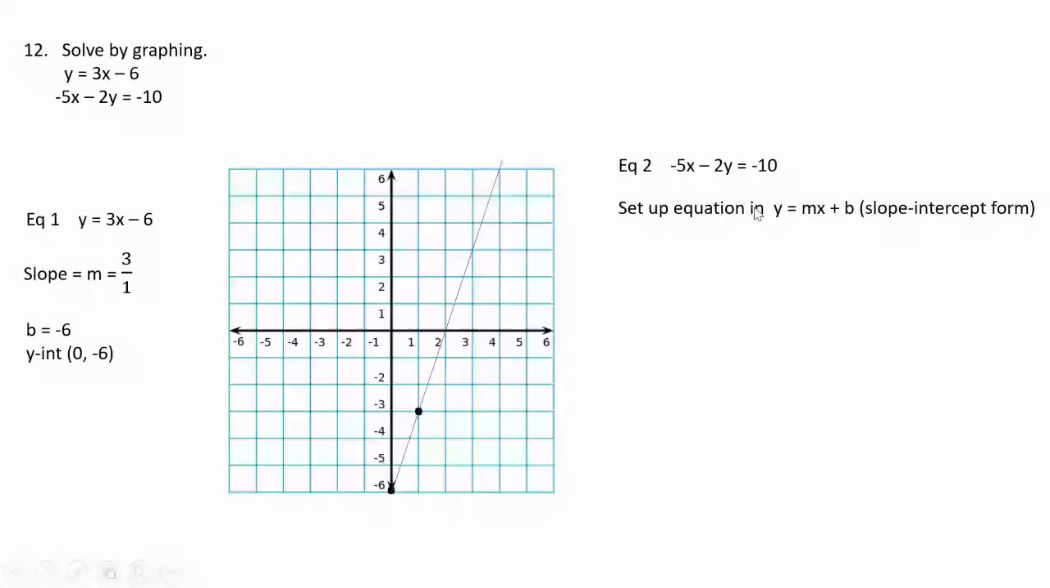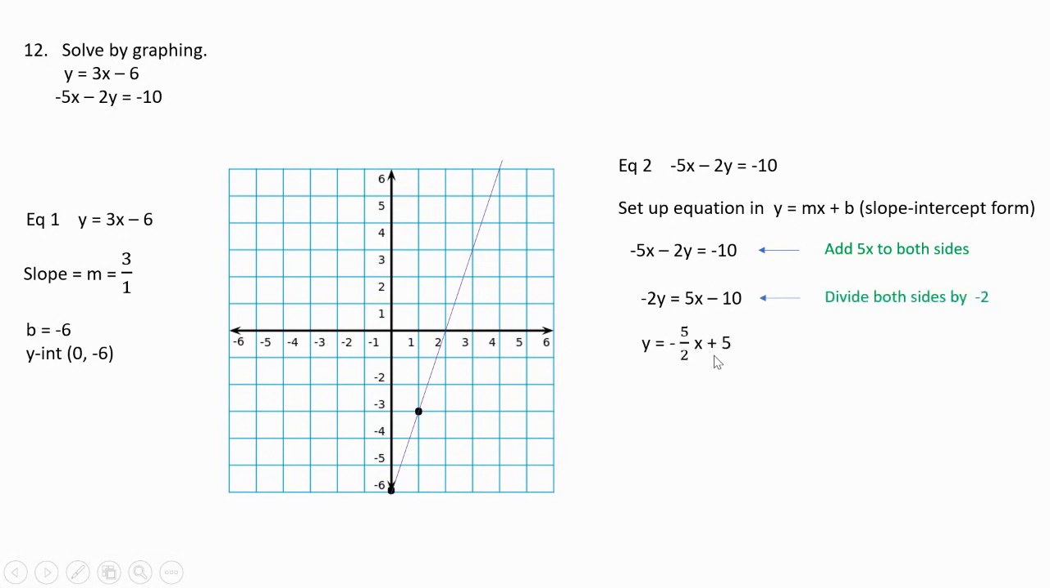So first, let's put it in the form y equals mx plus b. So I have to solve for y. My first step, I'm going to add 5x to both sides. Then if 5x is added here, that'll be 0, and if 5x is added to -10, it will be 5x minus 10. Now I divide everything by -2. So this is my result. This is my slope, and this is my y-intercept. This is my starting point.